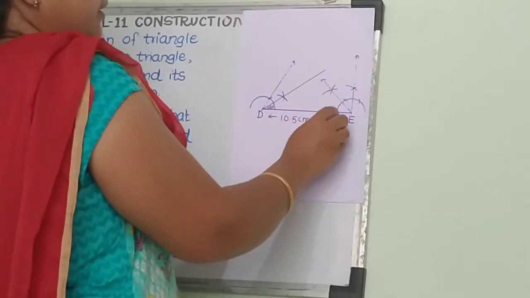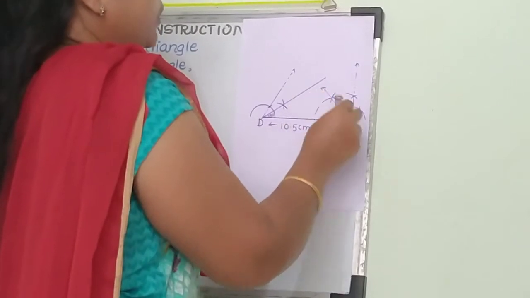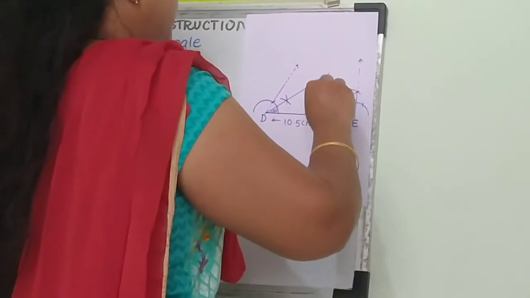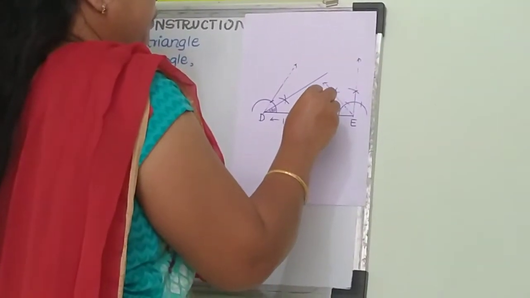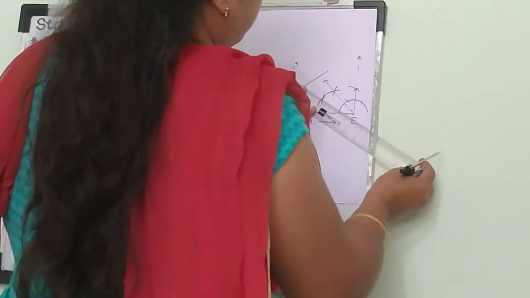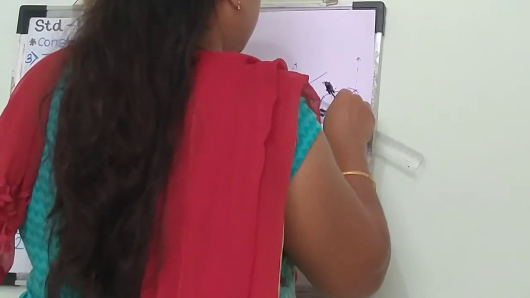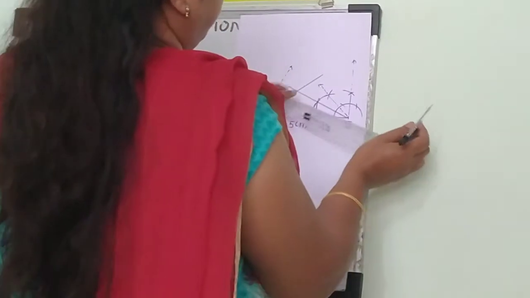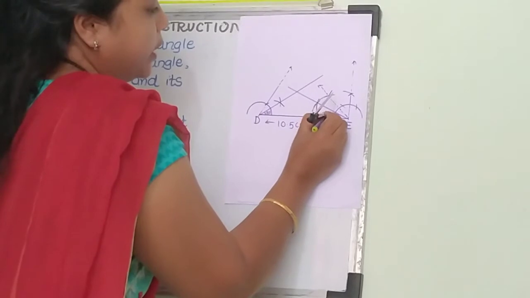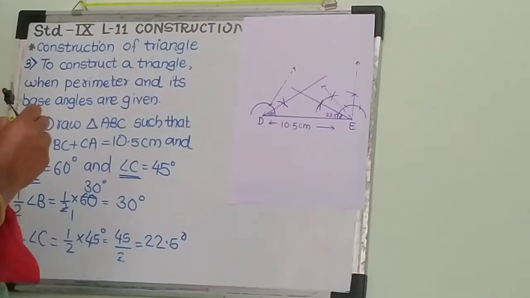Now it goes to 45 degrees. Again we have to bisect, so we get 22.5 degrees as the angle. Now we join this with the line. So it is our angle of 22.5, which is the half of the 45 degree angle.